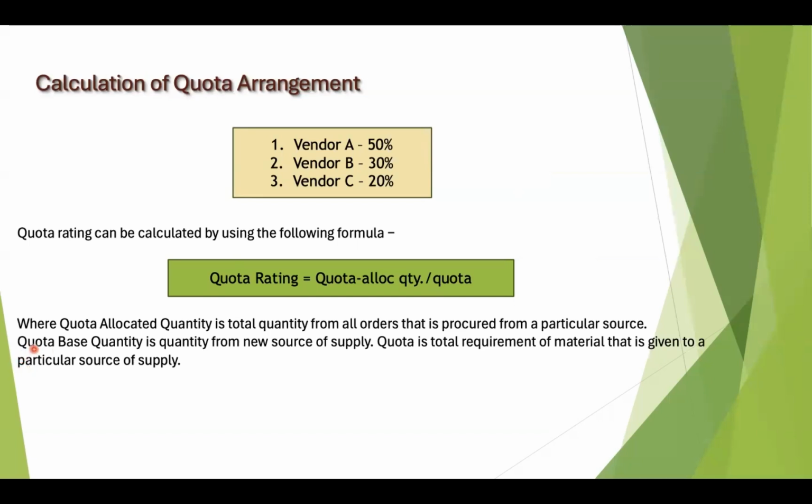The quota base quantity is the quantity from a new source of supply, but for the allocated quantity, if you already have certain orders, that order quantity will also be shown on the screen. This is more theoretical, and you can read it anyway. I will show in the system what fields will be maintained and how you can manage your quota arrangement functionality for the business requirements.